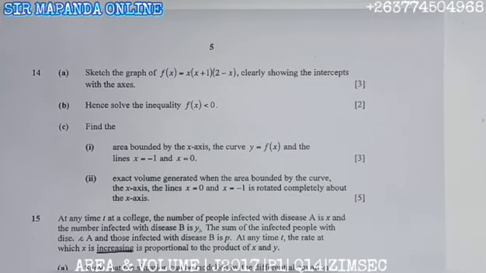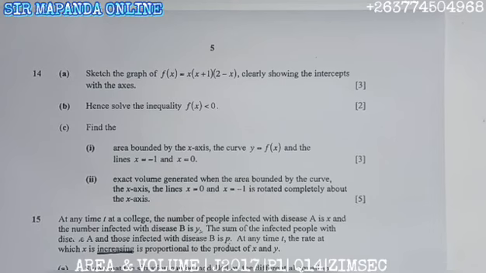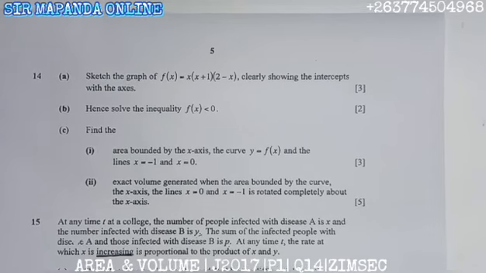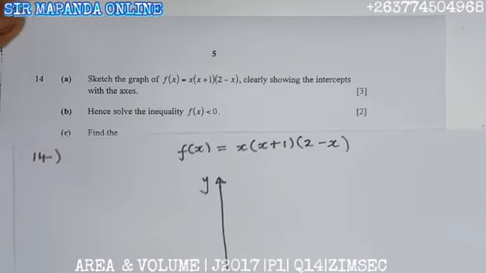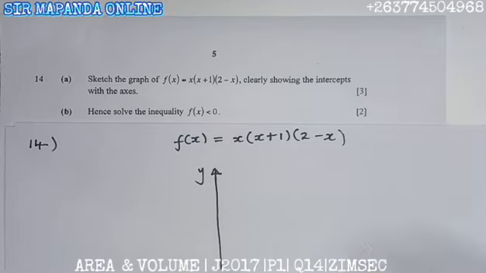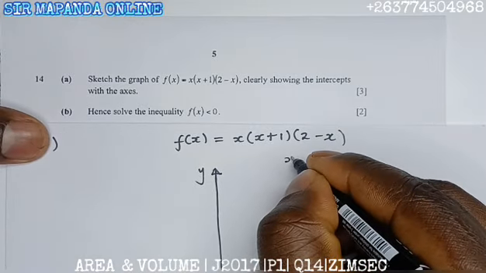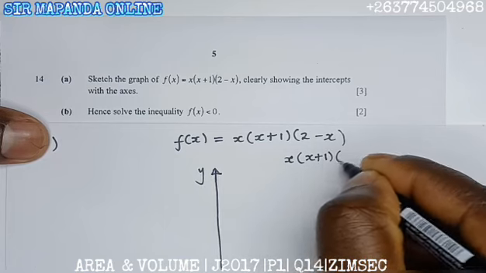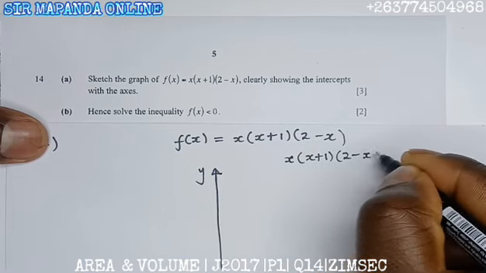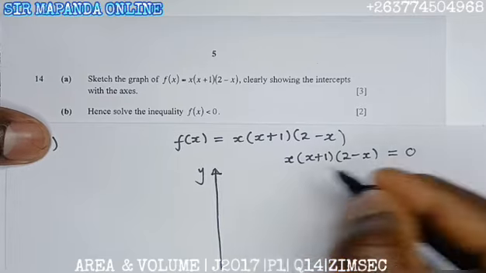Right, we are now on question number 14. It reads: sketch the graph of f of x equals x(x + 1)(2 − x), clearly showing the intercepts with the axis. So firstly, to find the intercepts, we are going to find the values of x when f of x is 0, or when y is 0.